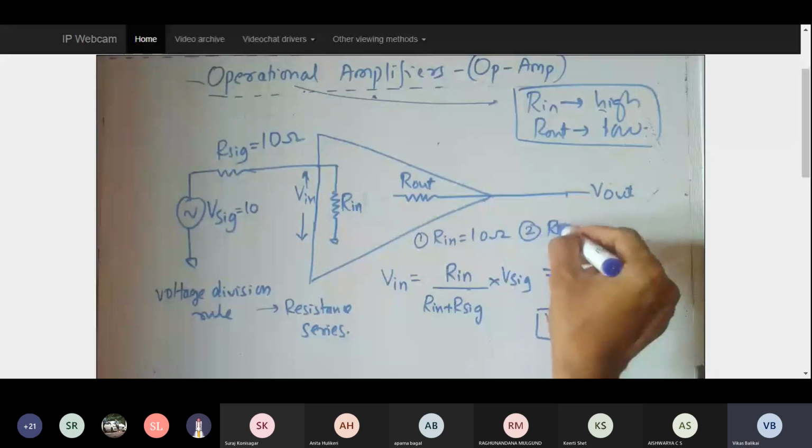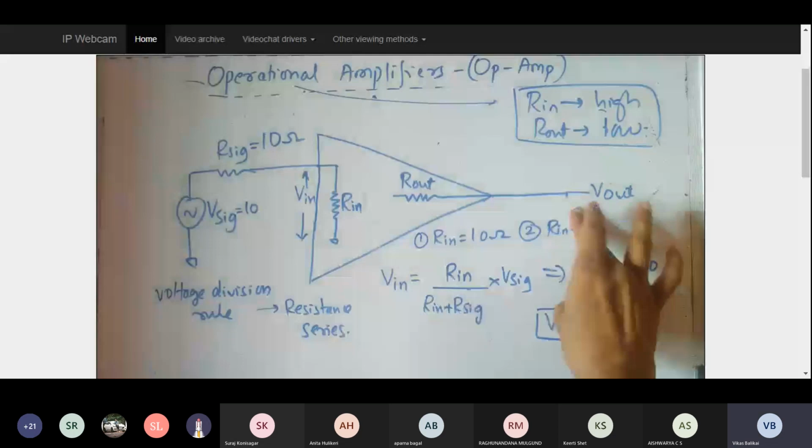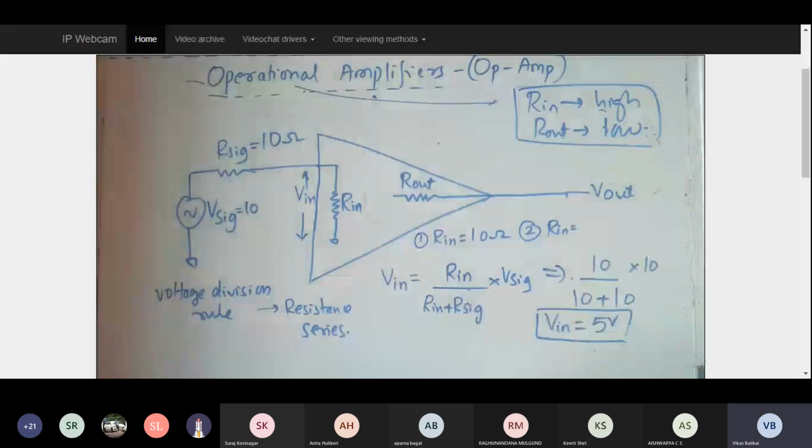Let's take Rin equal to 100 ohm. Now can you solve it? Rin equal to 100 divided by 100 plus 10. Rsig I'll keep the same, because Rsig is the internal resistance of the voltage source. That won't change. Now tell me, what came? 9.09 volt. It is way better than 5 volt. The moment you change the input resistance from a very low value, you get 9.09.